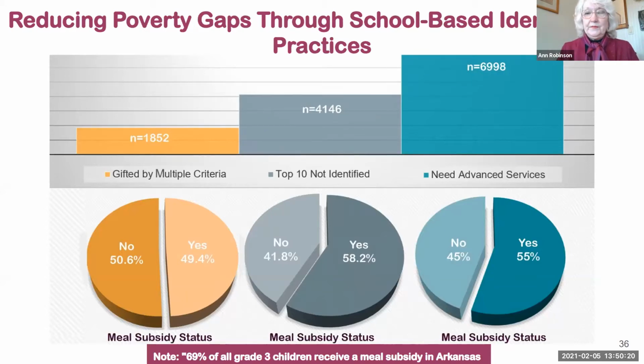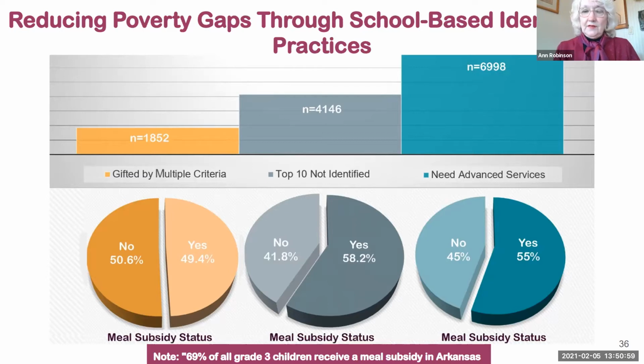Now let's take a look at the gray bar. That's the one in the middle. Here we see that by using local norms, we find that in buildings across the state, the top 10% of children on a traditional accountability test in either mathematics or language arts were not identified for gifted and talented services. Let me say that again. These are the highest scoring kids and they were not identified through inclusive means, all right? And they are disproportionately poor. Of those 4,146 children who were the highest achievers in their schools, 58.2% of them were receiving a meal subsidy.